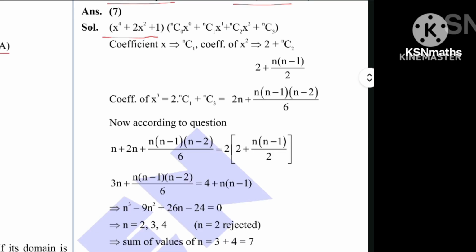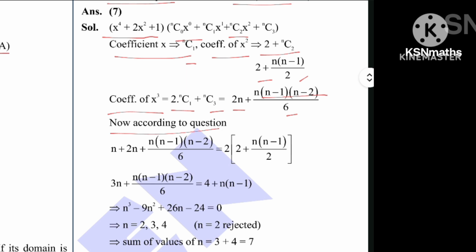Now 1 plus x whole power n is nc0 x power n plus nc1 x plus nc2 x square plus nc3 and so on. The coefficient of x is equal to nc1. The coefficient of x square is 2 plus nc2, that is 2 plus n into n minus 1 by 2. The coefficient of x cube is 2 into nc1 plus nc3, that is equal to 2n plus n into n minus 1, n minus 2 by 6.